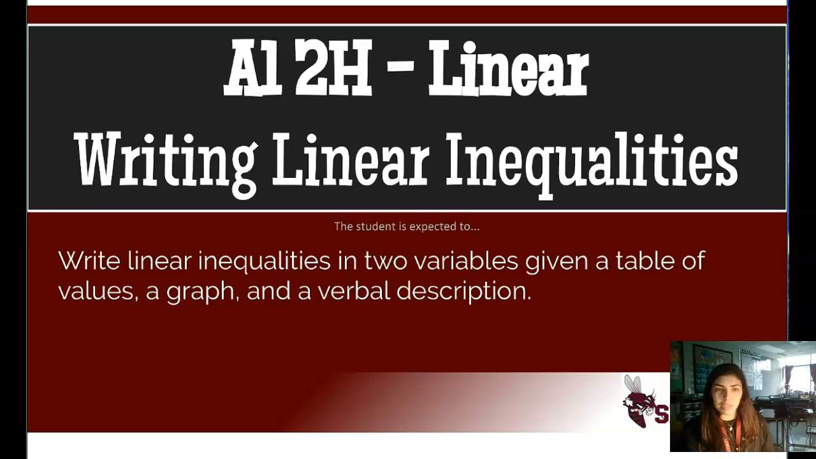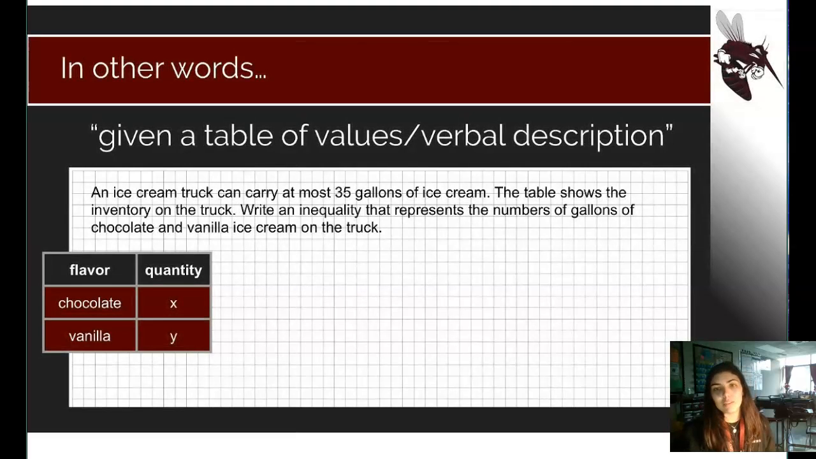We're going to focus mainly on the verbal description, as writing from a graph and a table of values is in other videos, and the only difference between writing equations and writing inequalities we will go over in verbal description, and it's just a small detail. So the question might look like this.